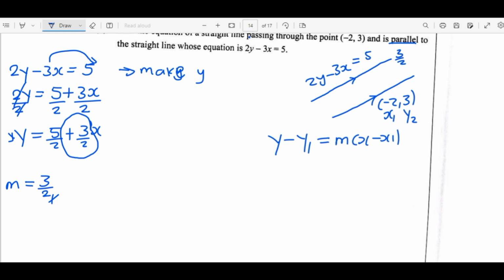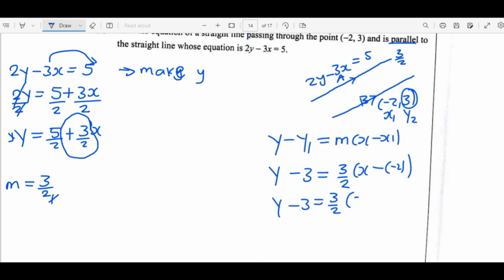If 3 over 2 is the gradient for line A, what is the gradient for line B? The gradient for line B will also be 3 over 2, since these two lines are parallel, and whenever there is a condition of two lines being parallel, the gradients of those two lines must be equal. So y minus y1, which is 3, this one here. Gradient 3 over 2. x minus negative 1. So 3 over 2, negative times negative is positive 2.